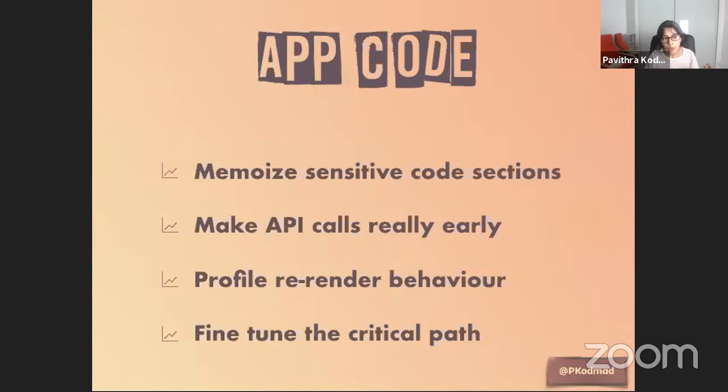When you write app code, you look at memoizing sensitive sections. You make API calls really early. You see how many times re-rendering happens, using your React profiler or something like that. You're always fine-tuning the critical path, deferring stuff that doesn't need to happen immediately, and trying to give your user the best experience.